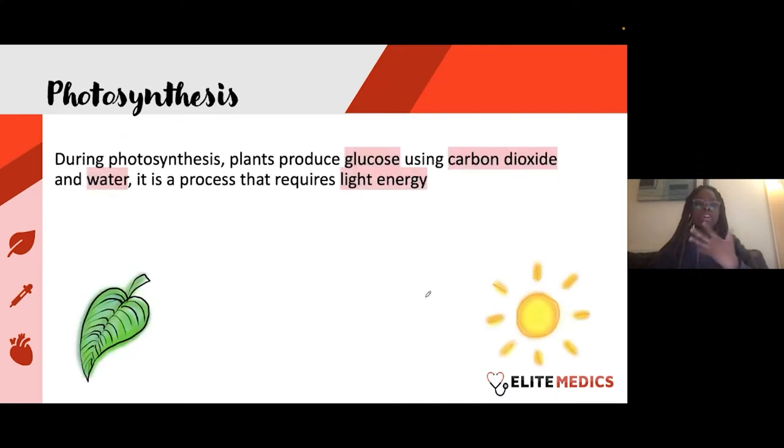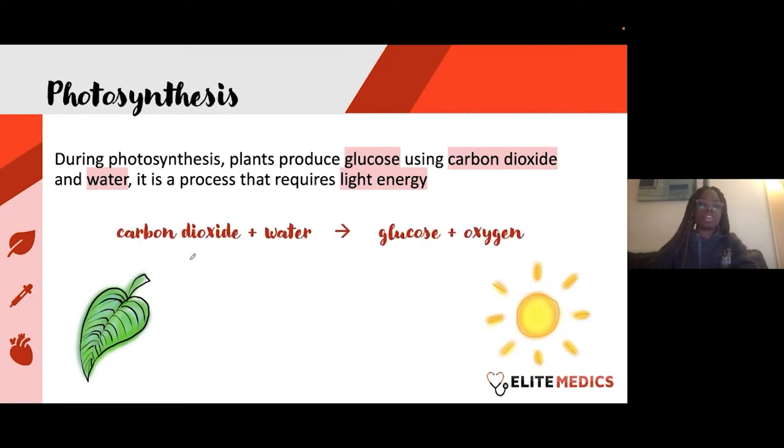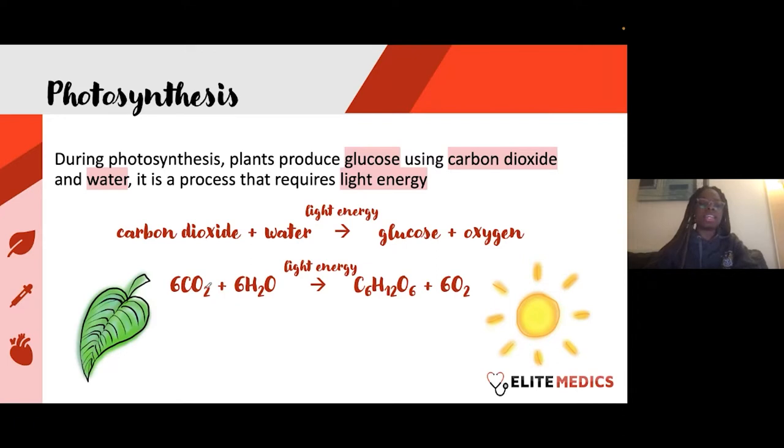So if we look at photosynthesis, during it, we can tell that plants produce glucose using carbon dioxide and water, and it's a process that requires light energy. It's something that helps in the conversion of that. So if you look over here, we have carbon dioxide plus water going to glucose and oxygen, and here we can say light energy is required, and here is the chemical symbol. So we have CO2 plus H2O going into C6H12O6 (glucose) and oxygen.